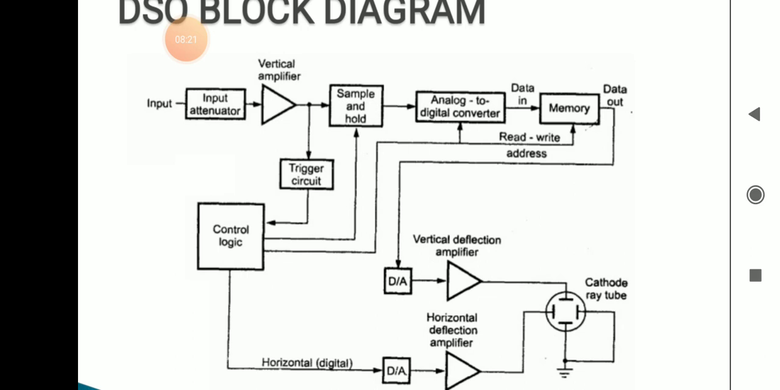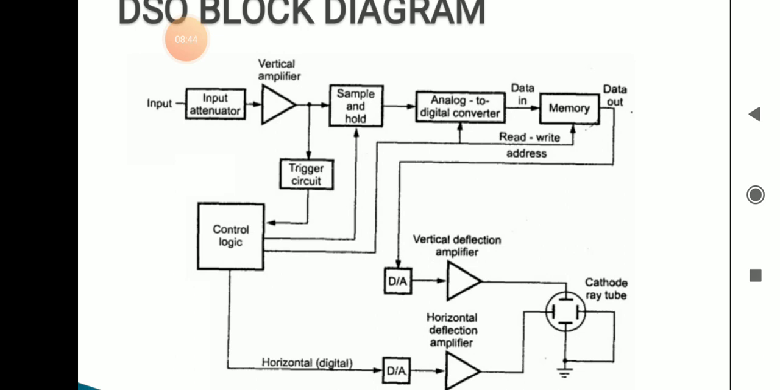Second one is the store mode. What is the function of store mode? It is also called a refresh mode. Second point, once the trigger pulse is obtained, the memory write cycle is initiated, and the analog to digital converter converts the input signal into digital code.